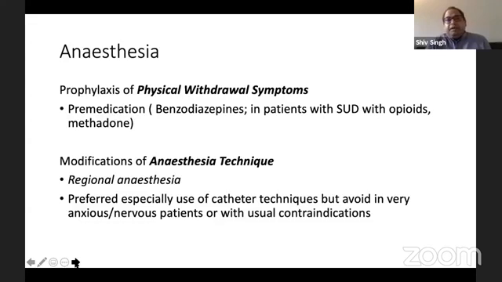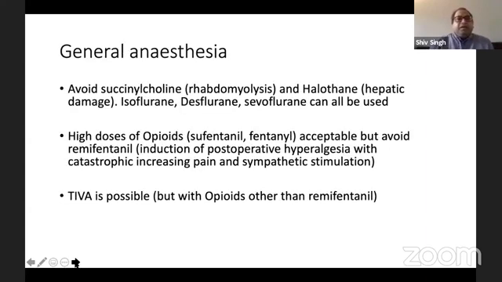And then you need to modify your anesthesia technique. So these patients might be tolerant to the opioids, and that's why regional anesthesia is an important part of the anesthesia technique. You can use catheter techniques, or you can use just single shot techniques, which can be followed up later on with the usual pain relief.